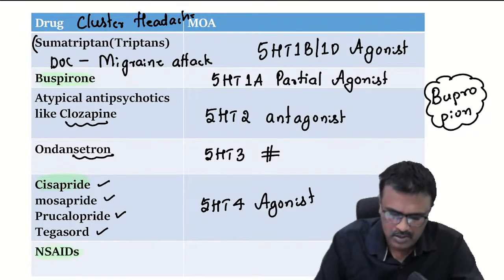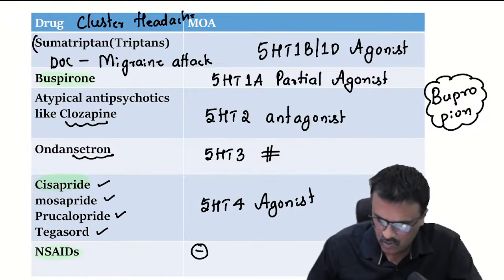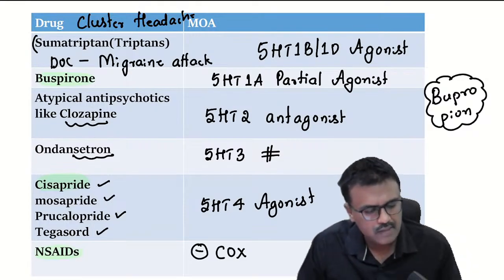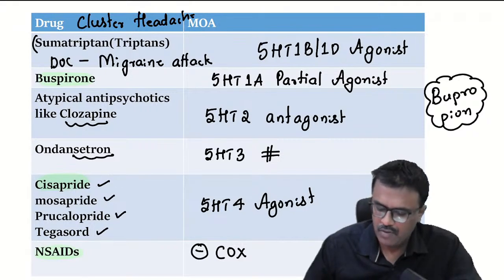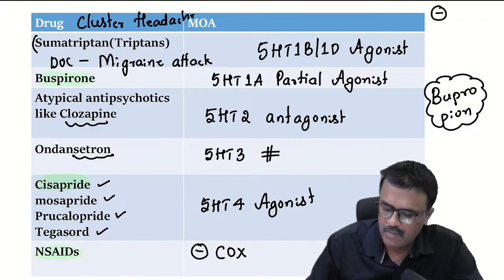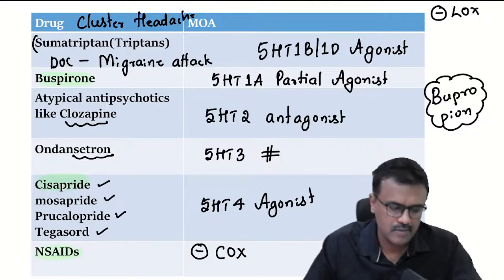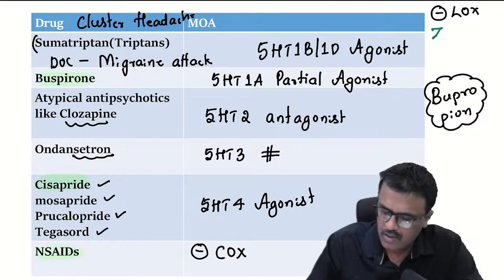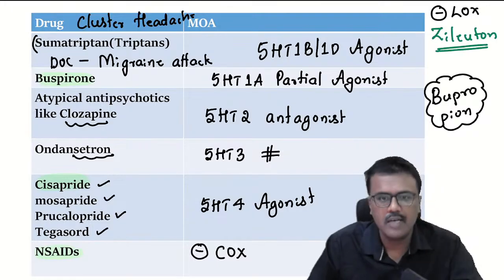NSAIDs, non-steroidal anti-inflammatory drugs, what do they inhibit? They inhibit an enzyme called cyclooxygenase, COX. Now, can you tell me which drug can inhibit the enzyme LOX? Because we are revising, we should be able to compare the mechanisms. Yes, the LOX enzyme is blocked by a drug by the name zileuton, which is used in asthma prophylaxis.